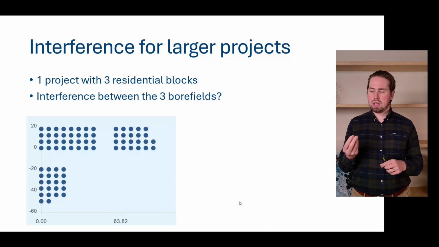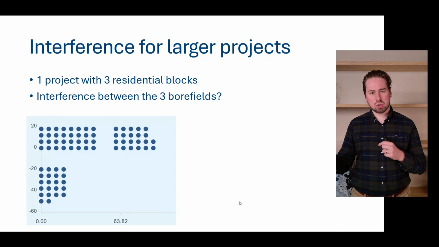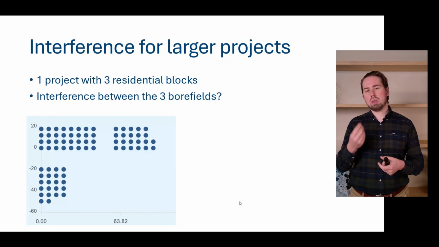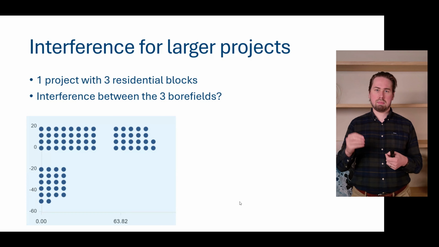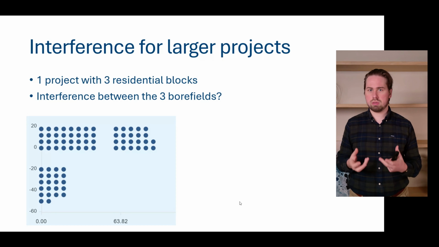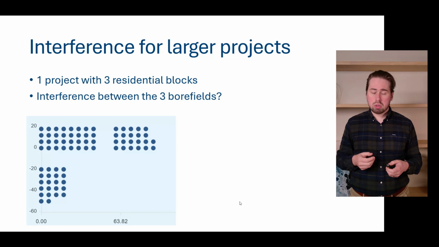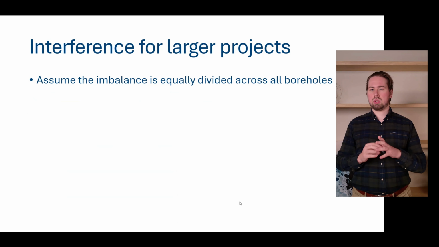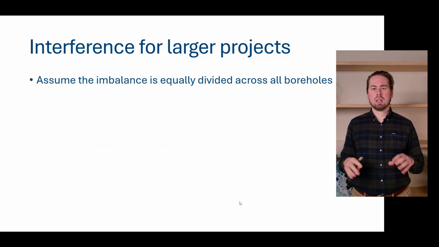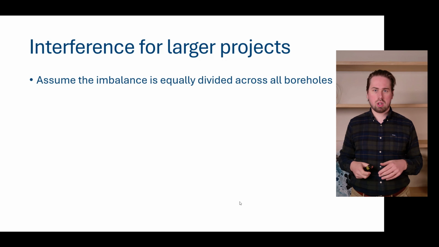And the question is, well, of course we know that these bore fields will also interact and have an interference. But how do we calculate this? Because we cannot simply take the geometric center of each, because that will not be accurate. And one approach could be to say, well, let's assume that the imbalance for each bore field is just equally divided across all boreholes.